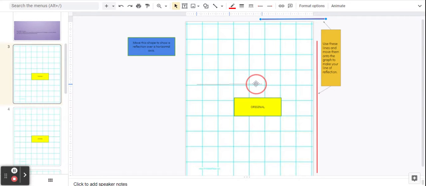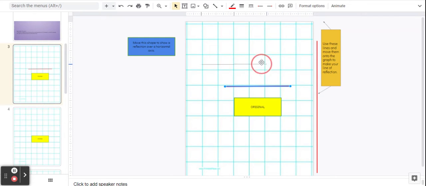Now I can put that line of reflection above the original shape or below the original shape. It does not matter one bit as long as you're using the proper line of reflection. Now, when I put my line of reflection on the grid, it should be close to center, if not perfectly center, above or below my original shape. So for today, I'm going to put it above the original shape.